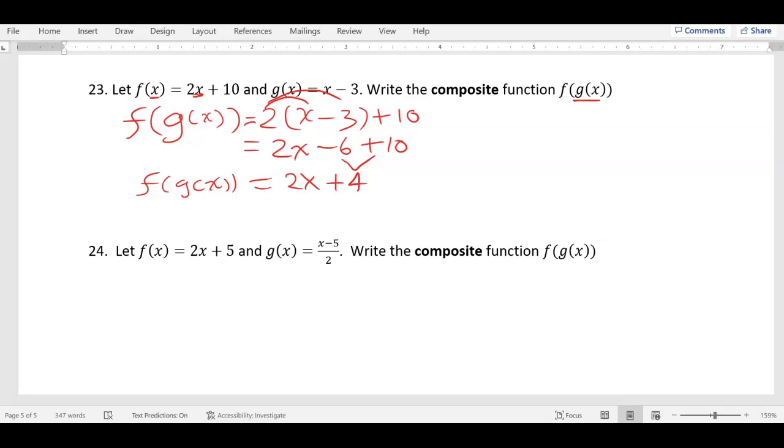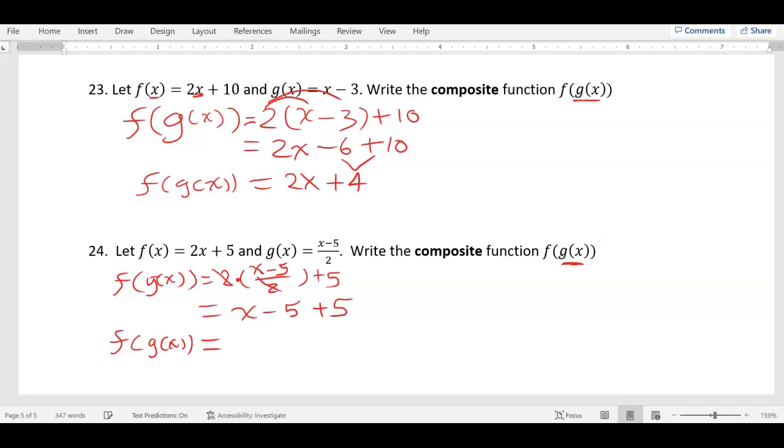All right, another one, f of g of x. So again, let's write f of x, but instead of x's, we're going to put a big old space. And then we're plugging g of x into the space. So g of x, and then x minus 5 over 2. Now, when we simplify this, the 2 times and the divided by 2 cancel out. I'm left with x minus 5 plus 5, and then minus 5 plus 5 actually cancel out too. So f of g of x is just x. It's a composite function.